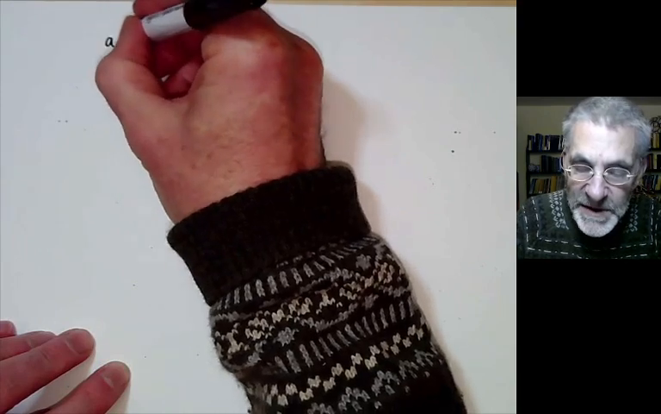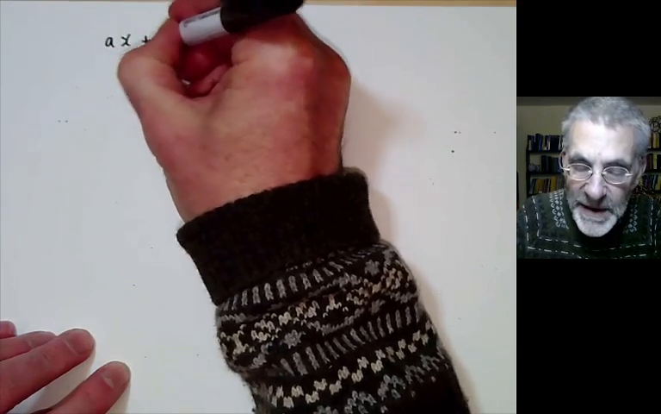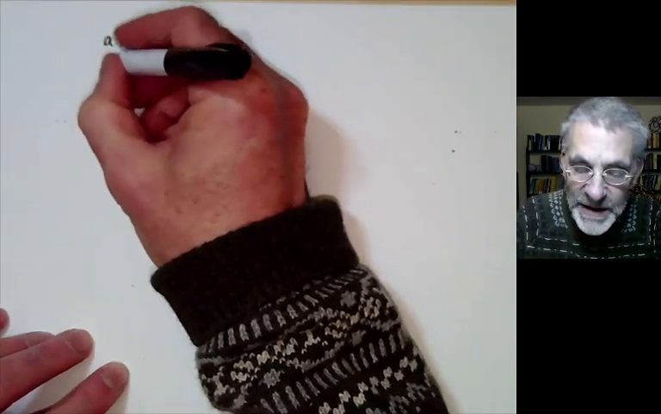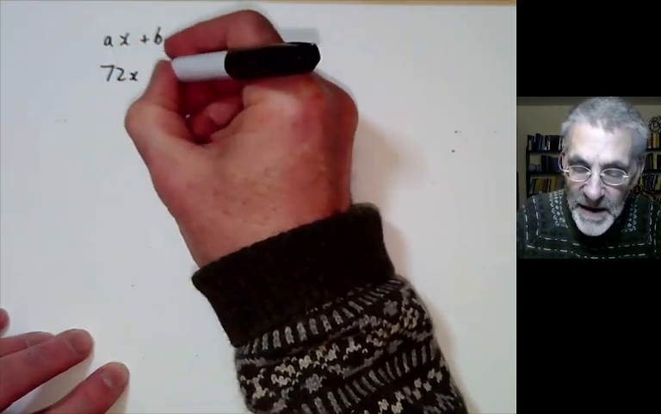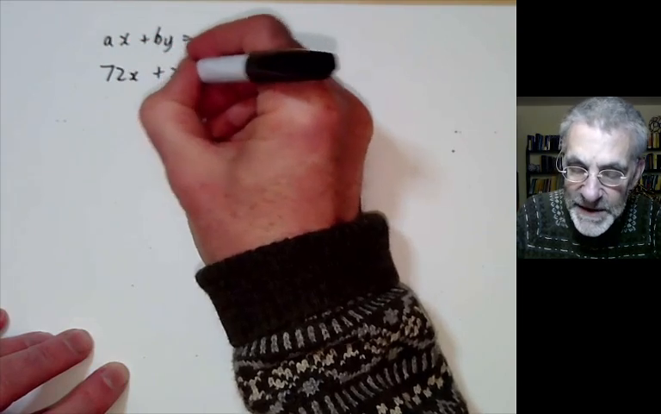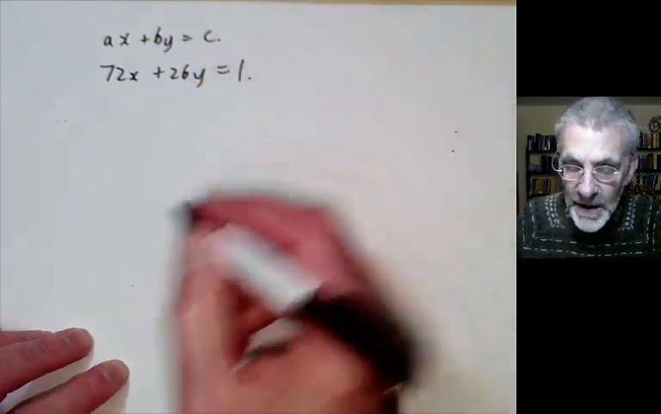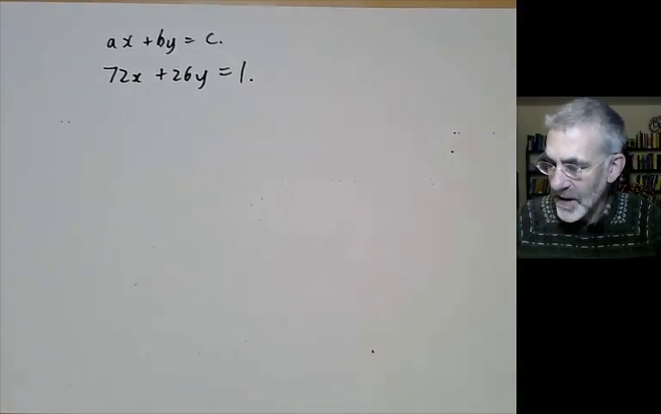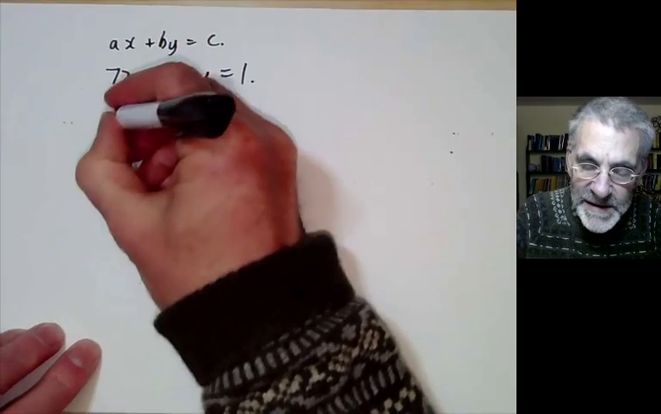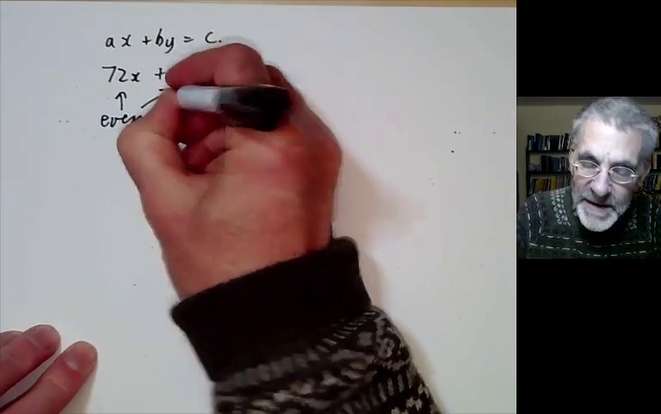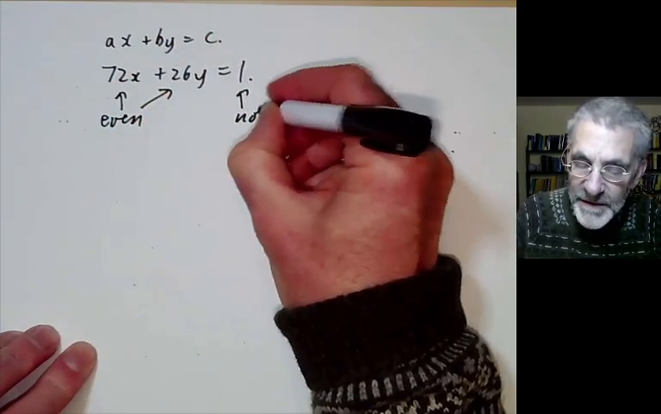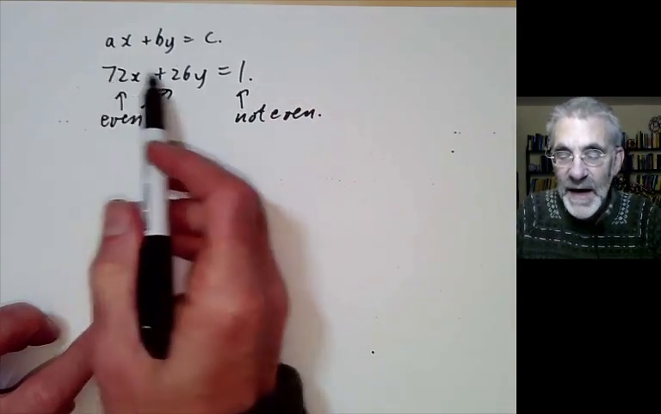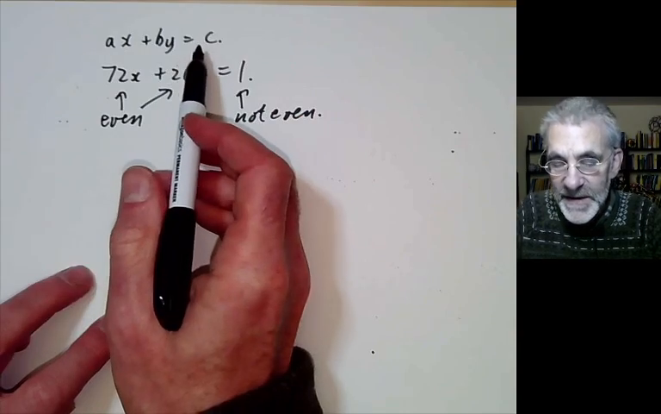So in general, suppose we want to solve the linear equation ax plus by equals c for any number c. Let's, for example, try and solve 72x plus 26y equals 1. Well, this is a bit stupid because it's obviously not solvable: this number is even, and this number is even, and this number is not even, so we can't solve it. The problem is that we've got a number dividing a and b, but not dividing c.